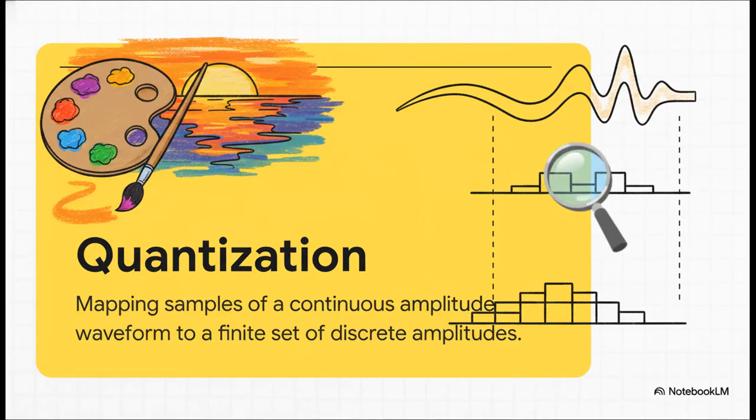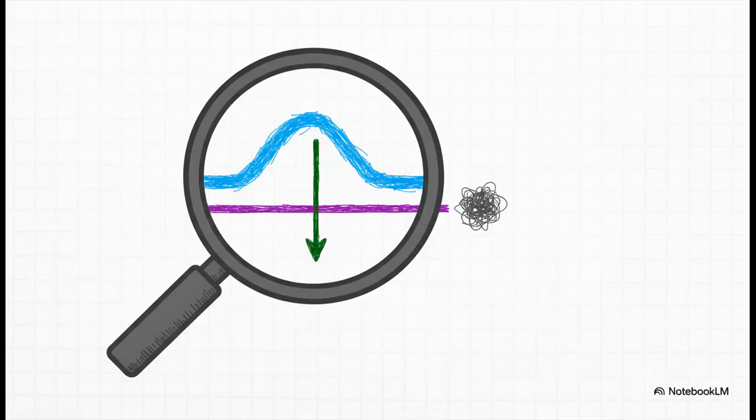This one's actually kind of fun to think about. Imagine you're a painter, but you've only got, say, 16 colors to work with, and you have to paint this incredible, complex sunset that has millions of different shades. What do you do? Well, you're forced to approximate, right? For every little part of the sky, you have to pick the closest color you have in your limited set. That is exactly what quantization does. It takes the infinite possible heights of the sound wave and rounds them to a fixed number of levels. Of course, this rounding process is never perfect.